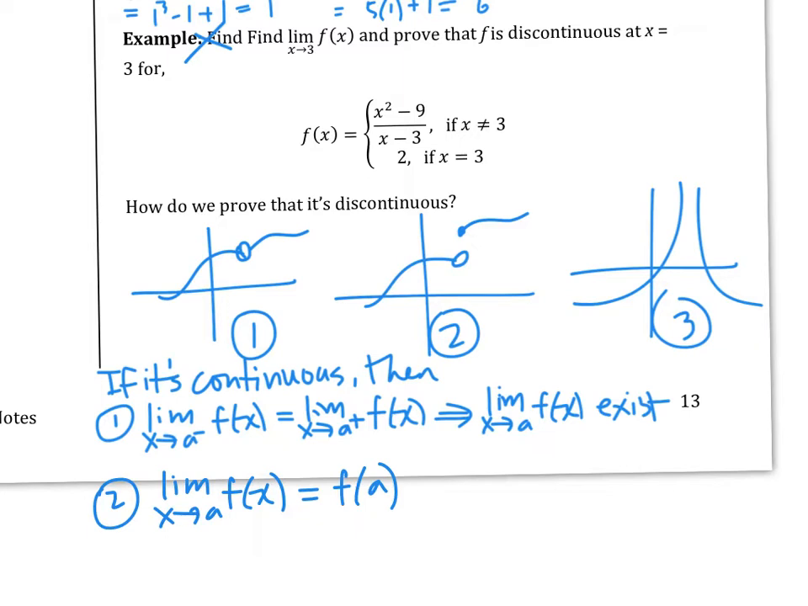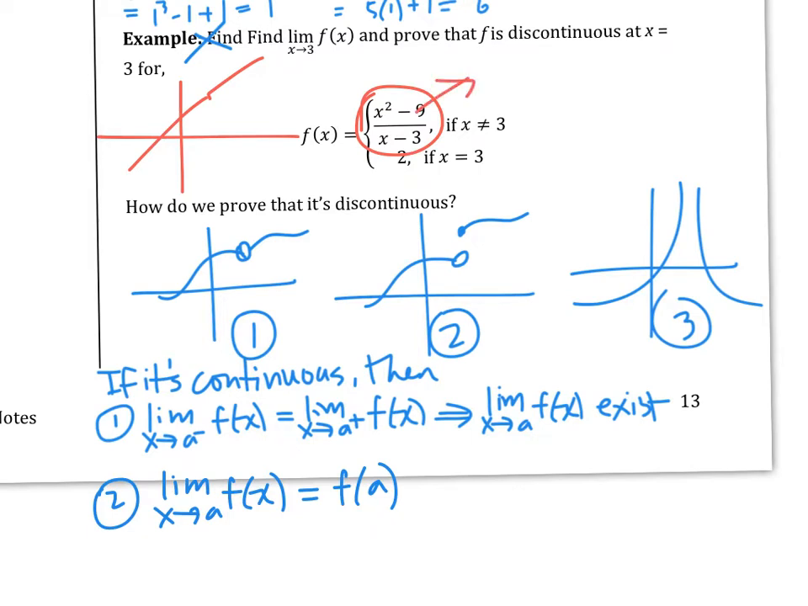Okay, so let's go back to this question. How do we prove that something is discontinuous, or how do we prove that this is discontinuous? The fastest way is to graph it and see what we're looking at. If you graph it, you're going to see something like this. And you may be very tempted to say that it is continuous. However, let's look at what the numbers are.